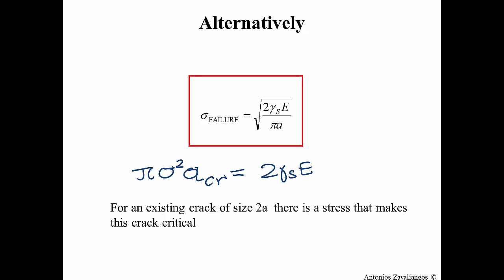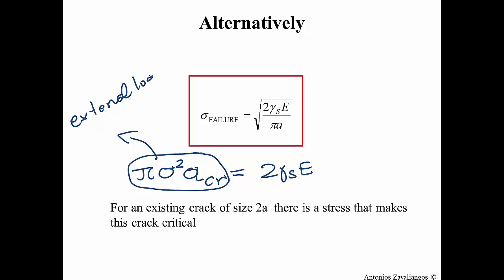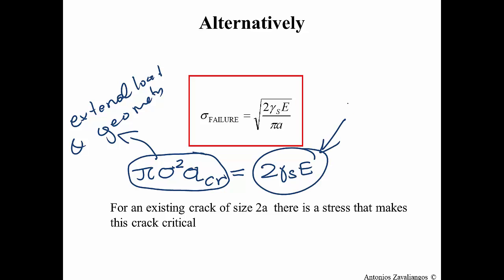Let's look at these two sides of this equation. Well, here we have things related to external load and geometry. Geometry, the overall geometry of the material, and also the geometry of the crack. And on the right hand side we have just material properties.